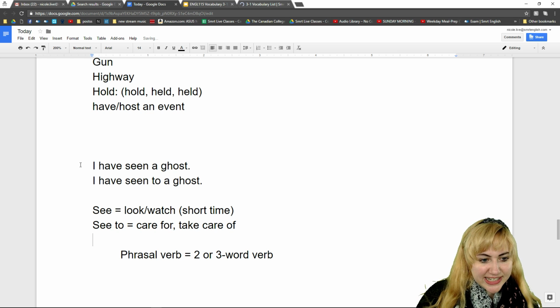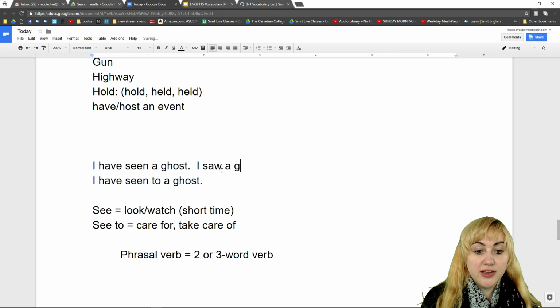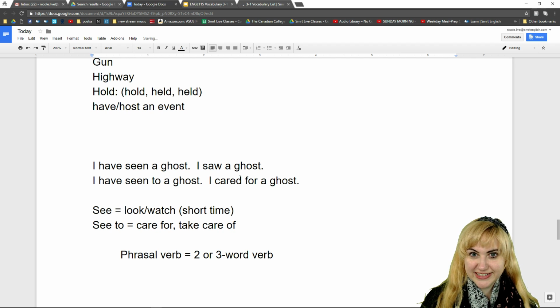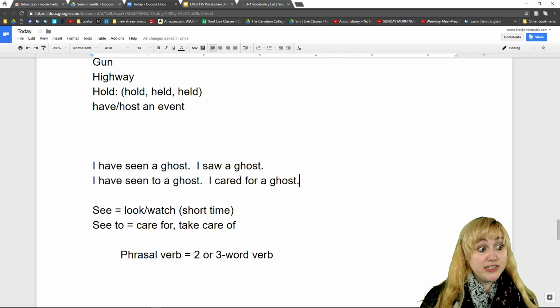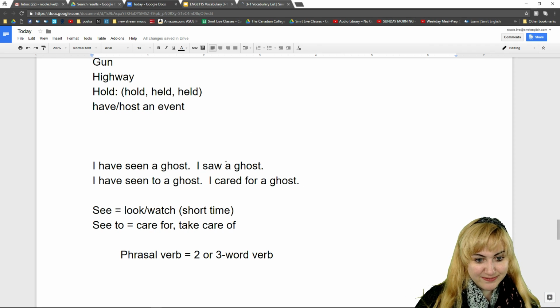So this sentence here means I saw a ghost. And this sentence here means I cared for a ghost. So that's a really interesting question, Adam. So these two sentences have very different meanings. Probably the one that you want to say is the first one, I have seen a ghost. But good question.